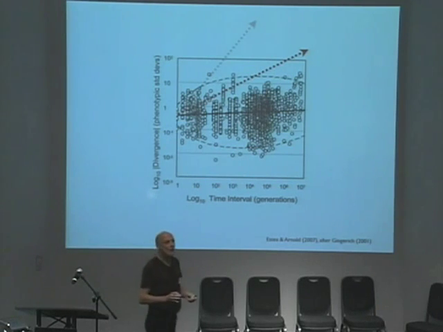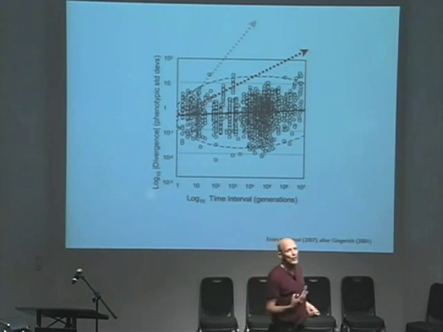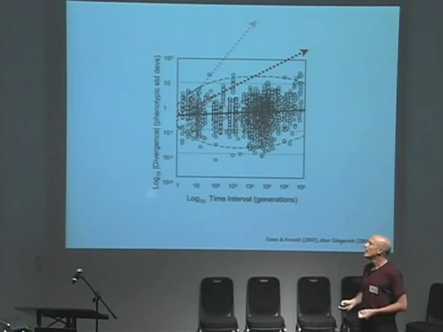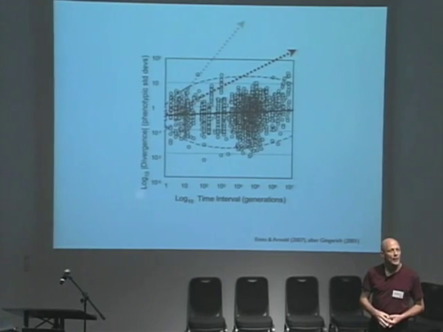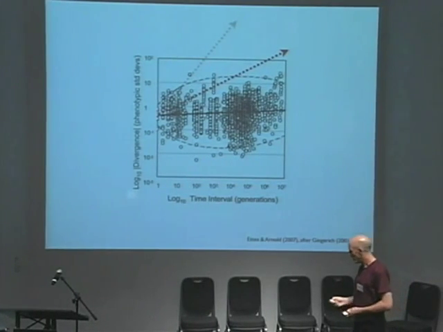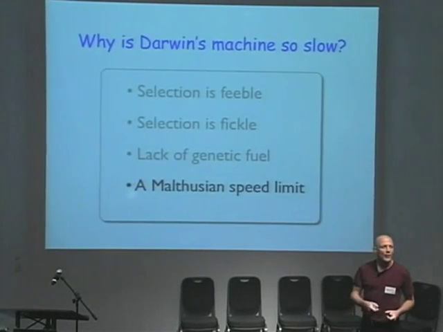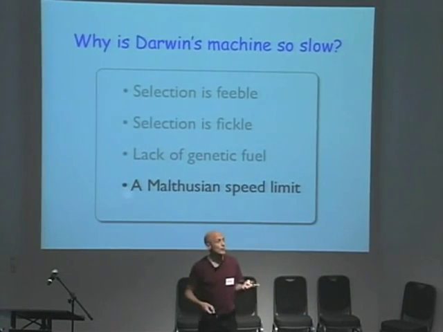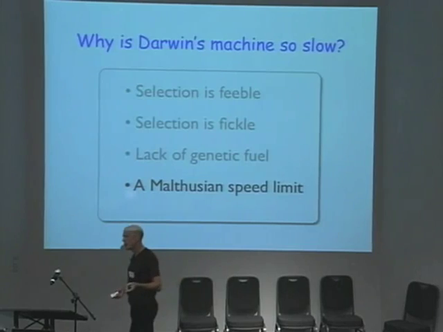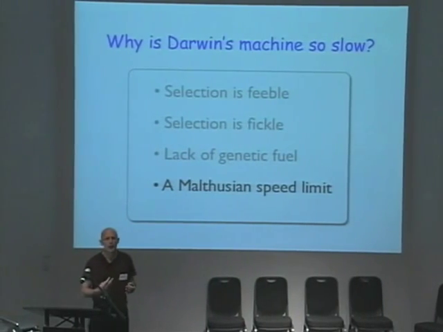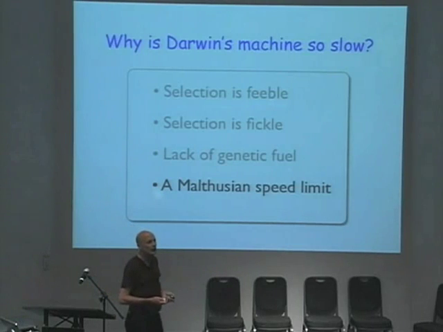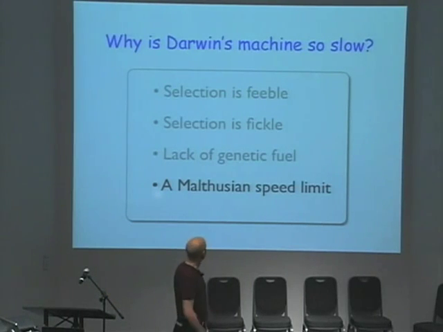The last thought I want to leave you with today is that there is a fourth mechanism that I think is important in limiting evolutionary rates that has gotten way too little attention, and that is the possibility of a Malthusian speed limit. So this is an idea that a few people, including Doug Futuyma, Richard Gomulkiewicz, and a couple of others have started to think about, but I think it really is one of the big gaps in our understanding of evolutionary rates. And the point is simply this.